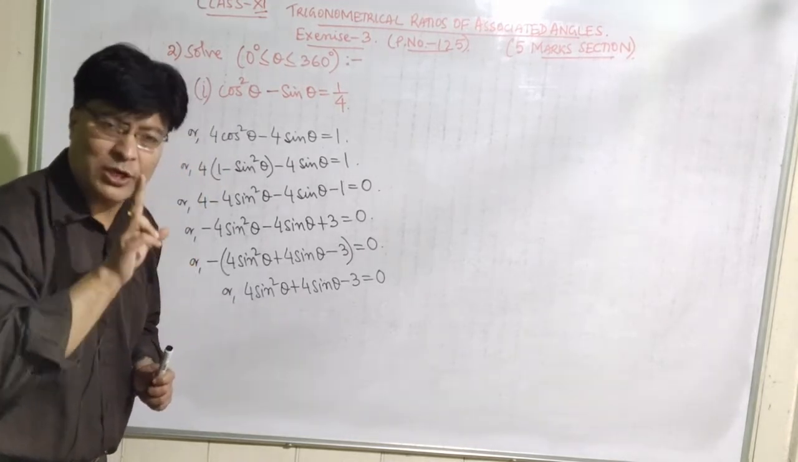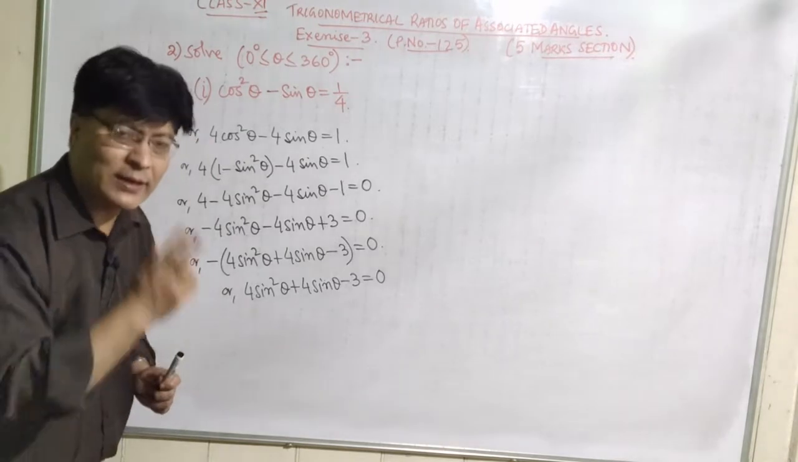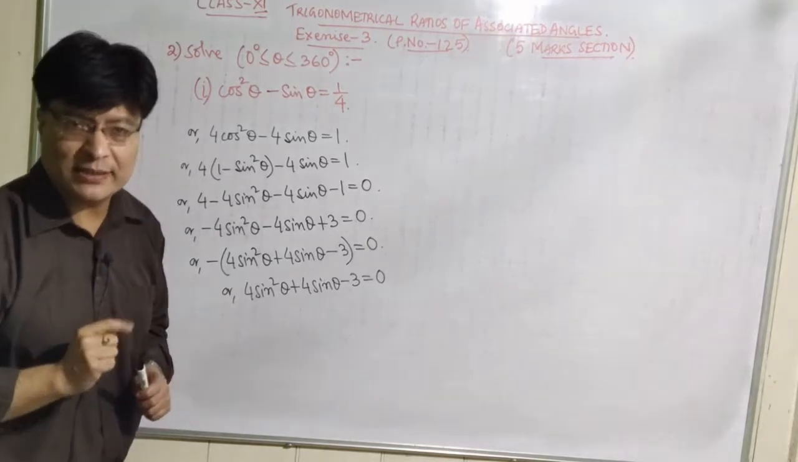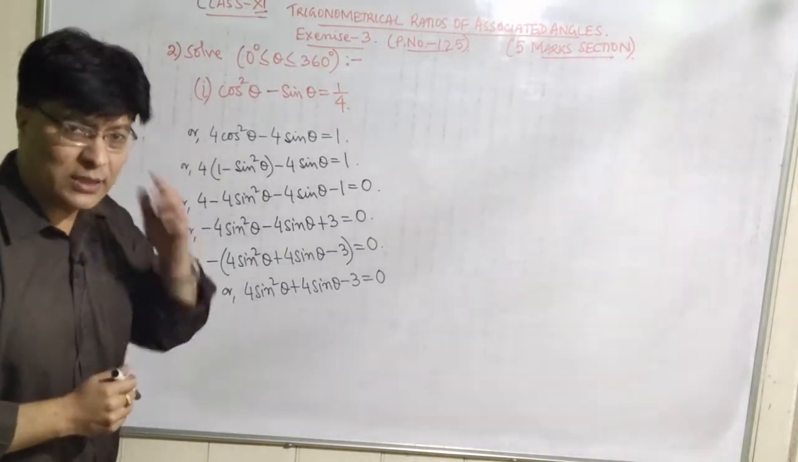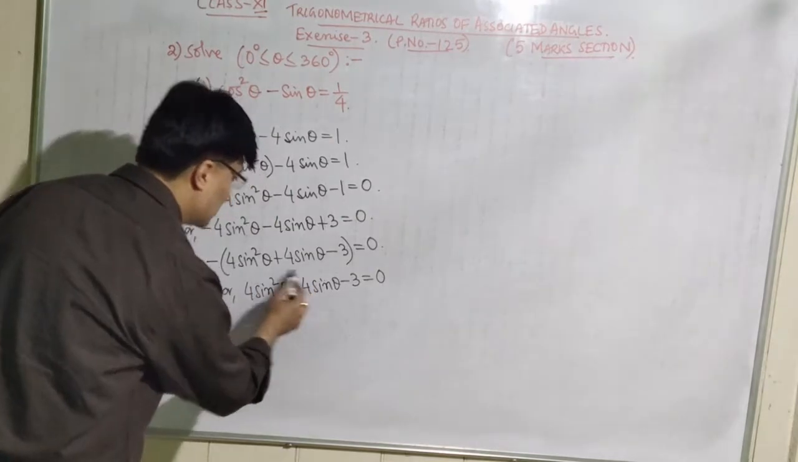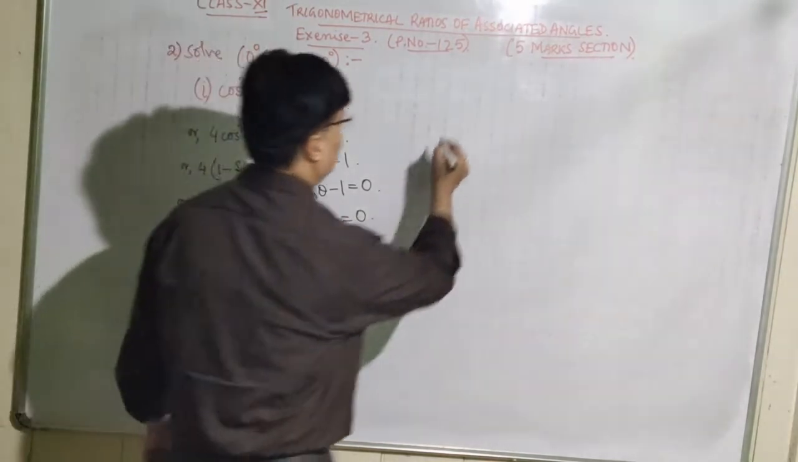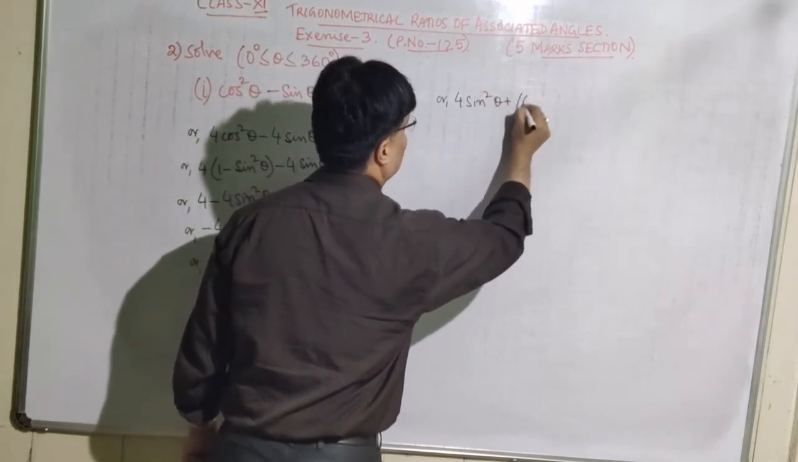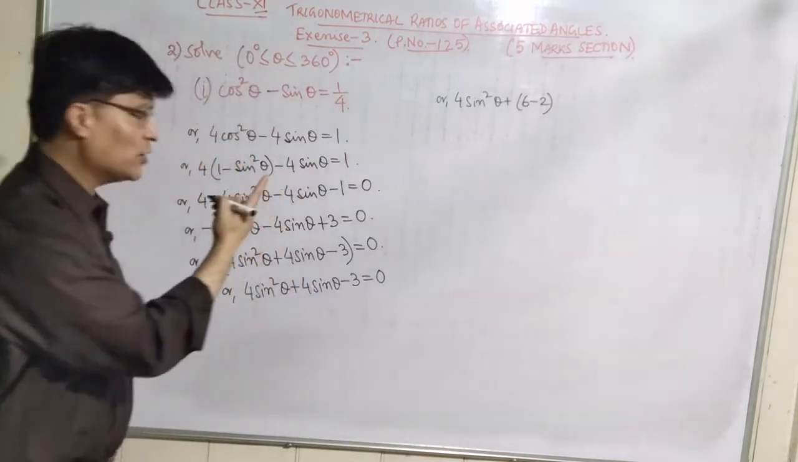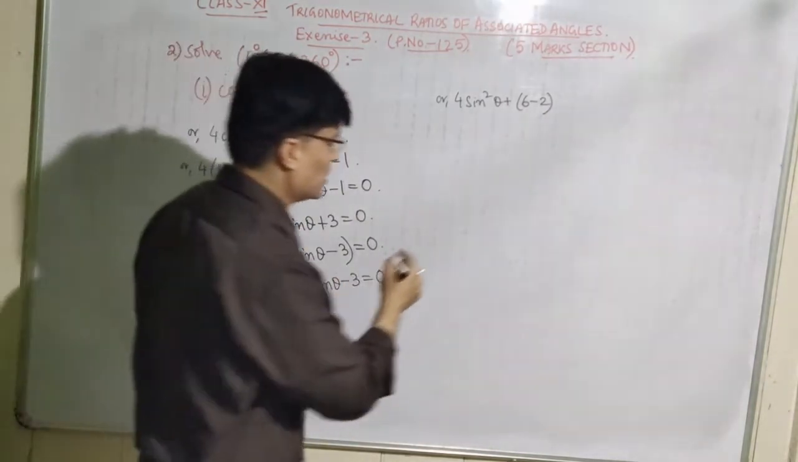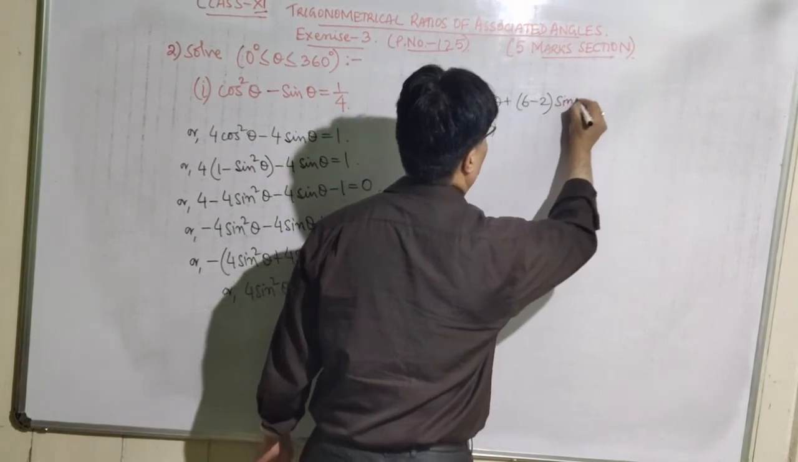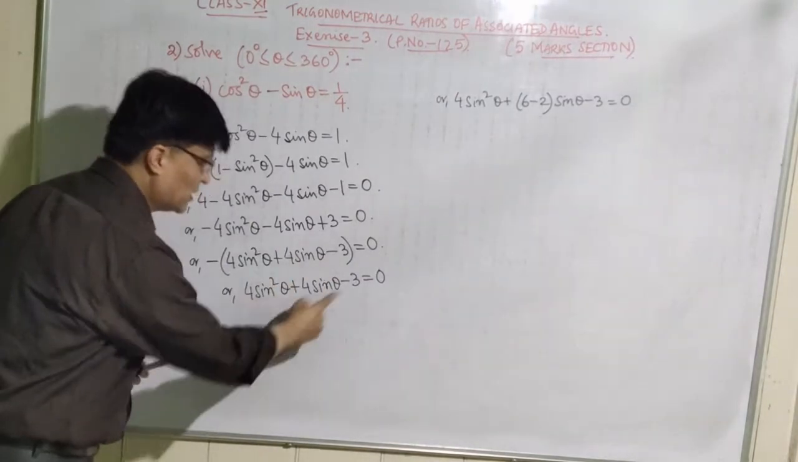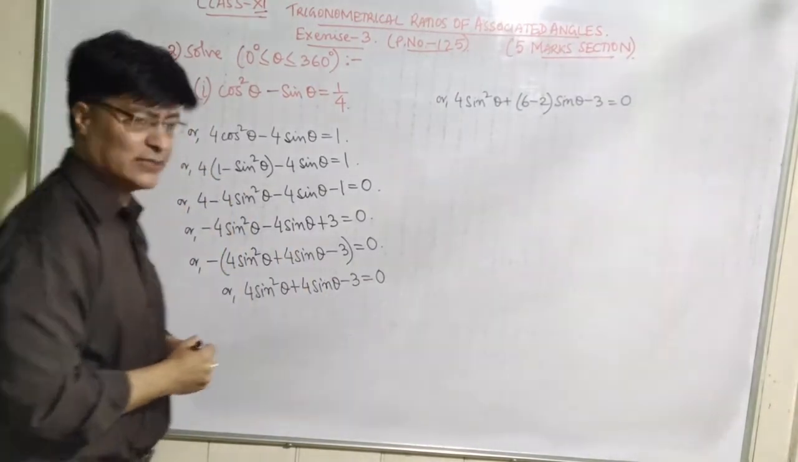What are those two numbers? If you multiply them, you should get 12, and after subtracting, you should get 4. That is 6 2s are 12, isn't it? 6 2s are 12 and 6 minus 2 is 4, right? So this 4 can be written as 6 minus 2, so this is 4 sin square theta plus 6 minus 2, that is your 4, and 6 2s are 12, so it is sin theta minus 3 is equal to 0. Now this expression is factorized in order to get the value for sin theta.